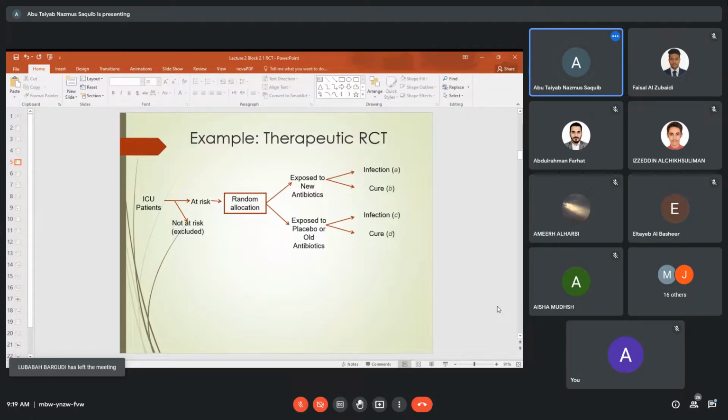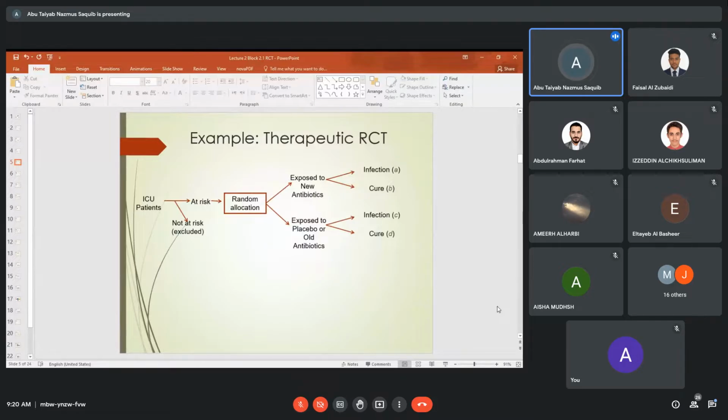Say you find that both antibiotics are equally effective in curing, then you think about which one is cheaper, which one is easier to administer. That will help you to make the decision which antibiotic you will use. But in order to make that decision, you ran an experiment, and this experiment is therapeutic because you dealt with patients, intensive care unit patients. So this is an example of the therapeutic RCT.